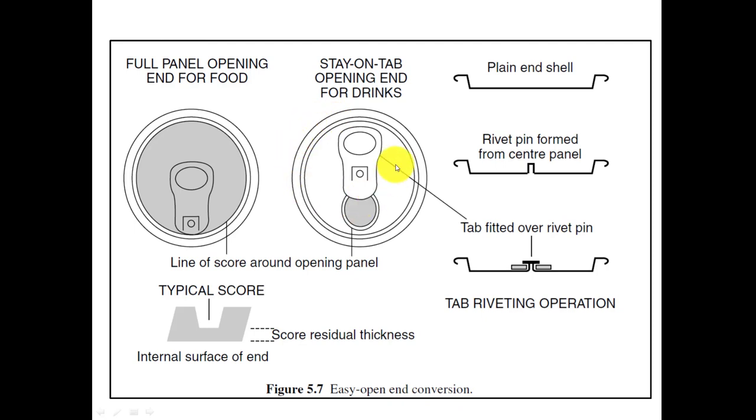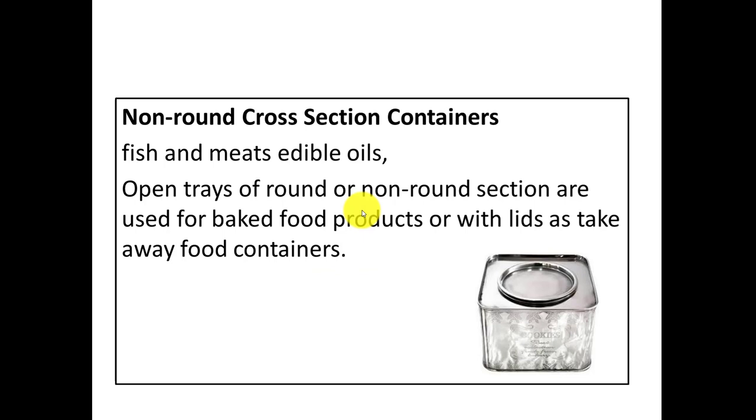So this is the lid in which they will first make a partial scoring cut, to which a tab has been attached, and a tab fitted over the rivet pin. So it is attached with the scoring part and when you pull it, it will open. So these were the round cans.